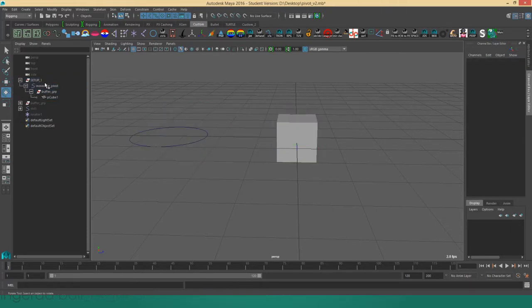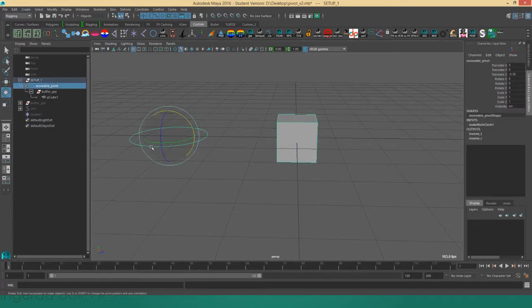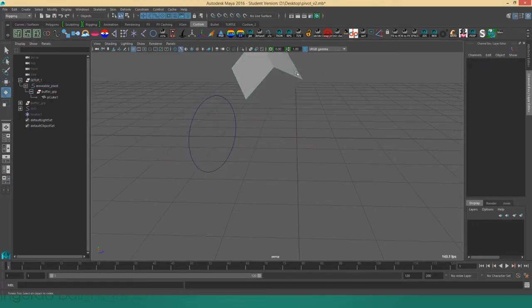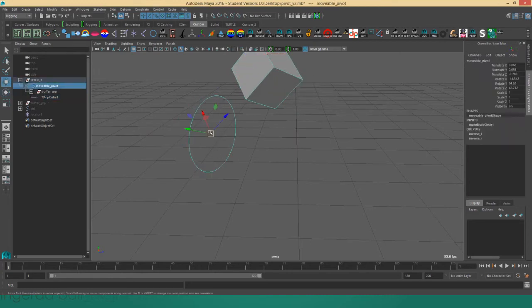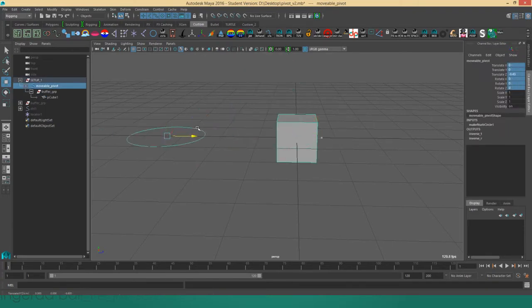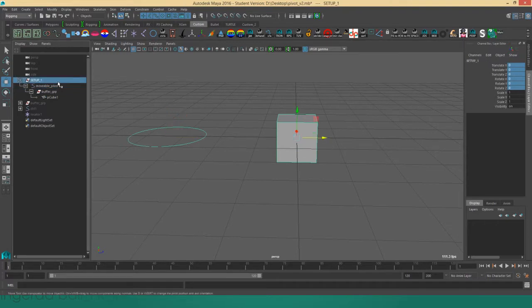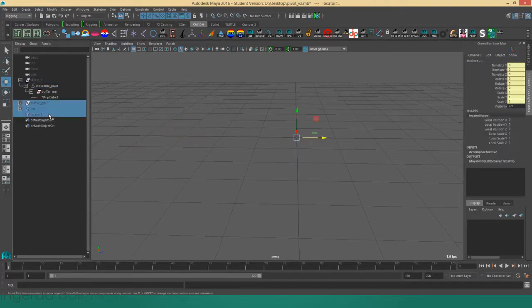So that's pretty neat. But what I'm going to show you is a way that you can have a control translate and rotate without affecting the object, and then have a second control rotate this. So not only could you move the pivot, but you could also orient the pivot before you apply any rotation. So I'll hide this setup and bring up the second one.